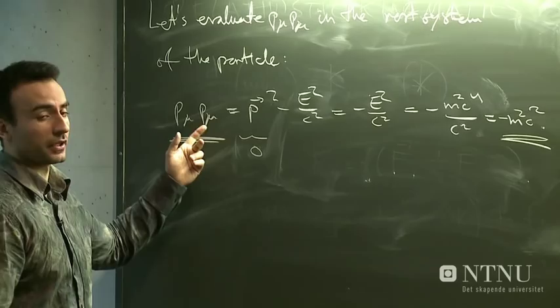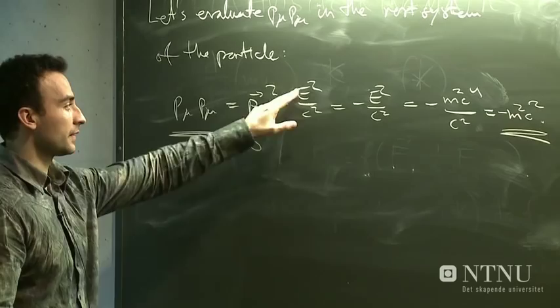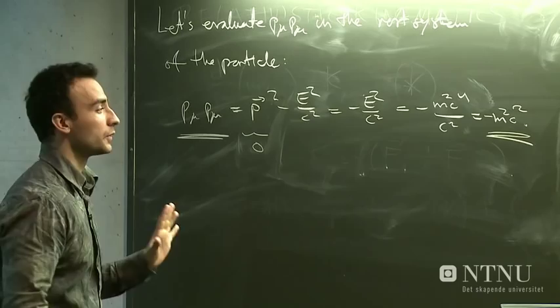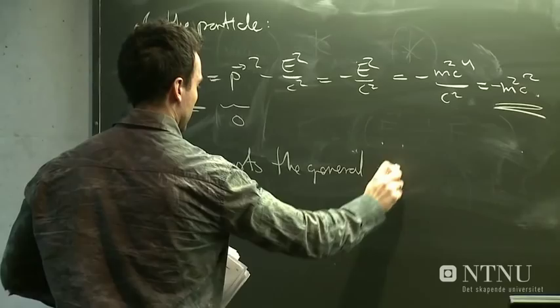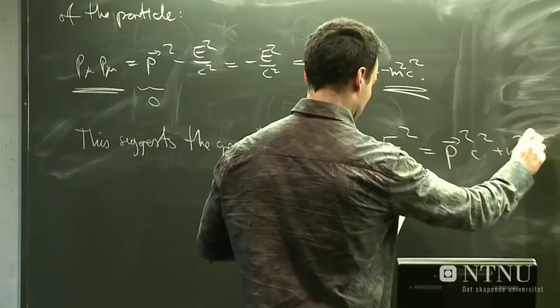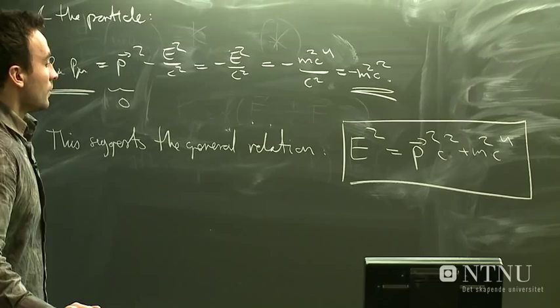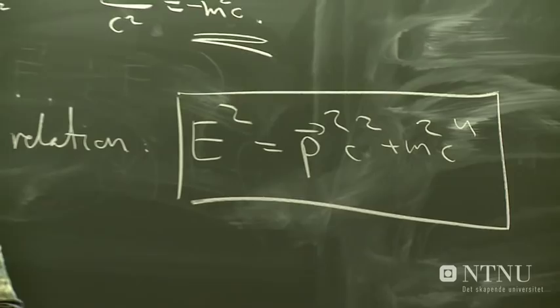We know that from the definition of the four momentum, it's given like this: p, the three vector p squared minus energy squared over c squared. So this suggests that we should have a general relation, like this. And this is a pretty important result. It gives you a relation between the mass, the energy, and the momentum of the particle in any inertial system.